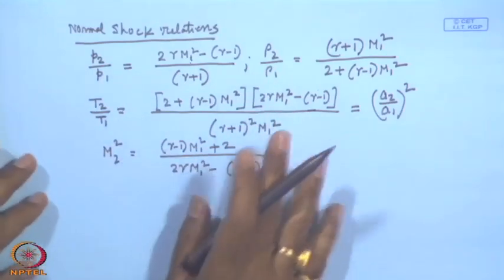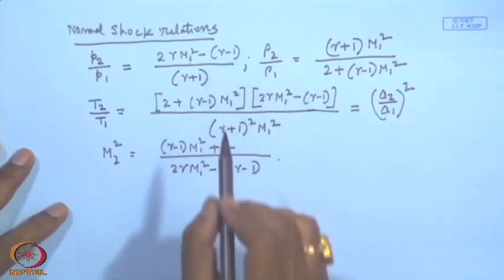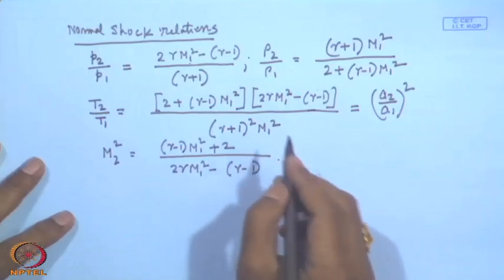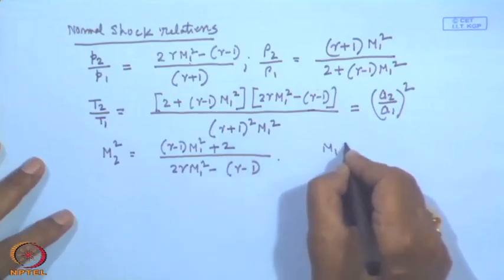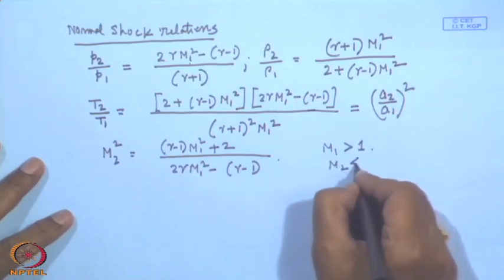Another thing you have to remember with this, which is a recapitulation of what has been already discussed earlier, is that from the consideration of entropy change as a corollary of the second law, we always tell that M1 has to be greater than 1 for a shock to occur, and M2 will always be less than 1.